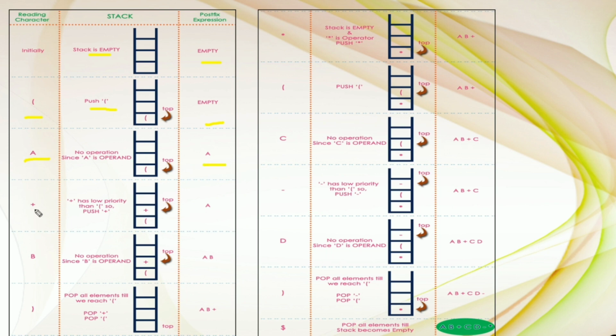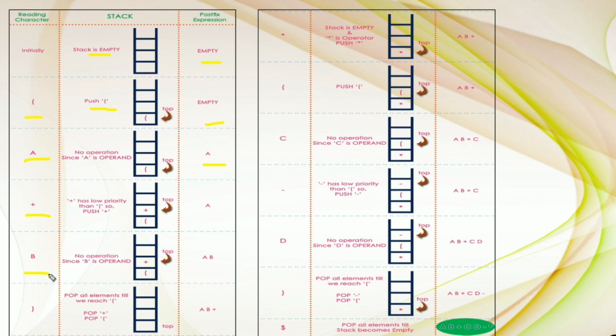Next read character is plus. Plus is the operator which is to be pushed. Before pushing into the stack, we have to check the priority of the existing operator, which is the top element, that is the left parenthesis, and plus has lower priority than that. So we have to push it into the stack.